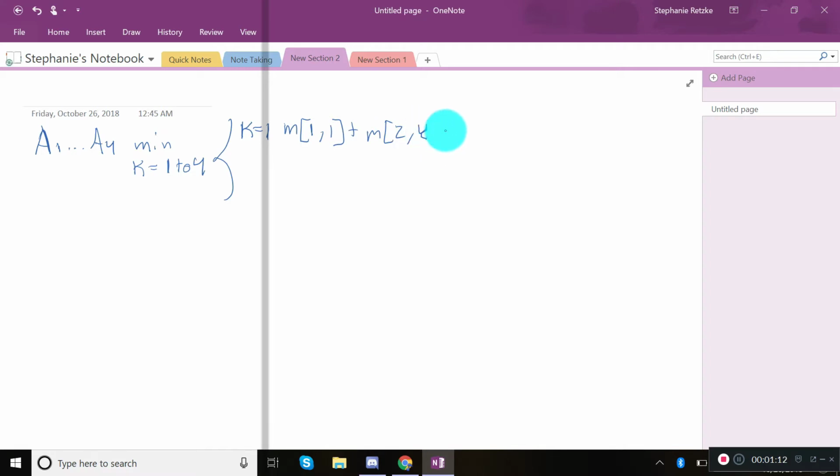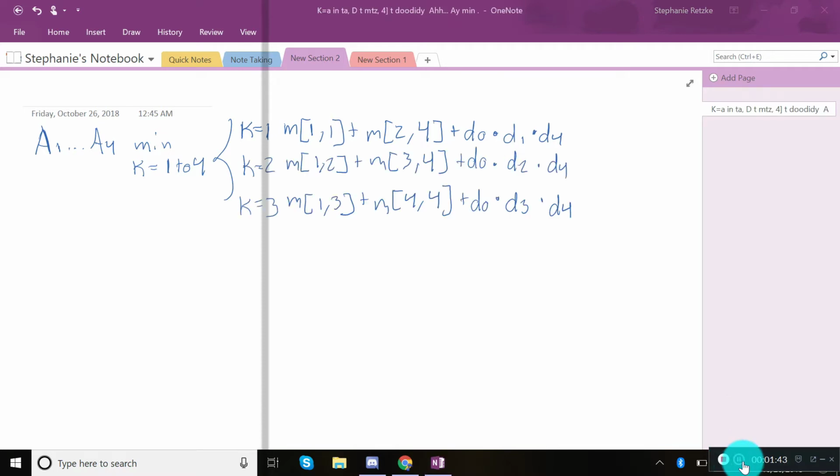Wow, I really hate my screen. 2, 4 plus d0 plus d1 plus, why am I writing pluses? I only meant to write 1 plus, times d1 times d4. There we go. So this is the first one. Once we have this, we'll do the same thing for all the rest, okay? I'm going to do that really quick.